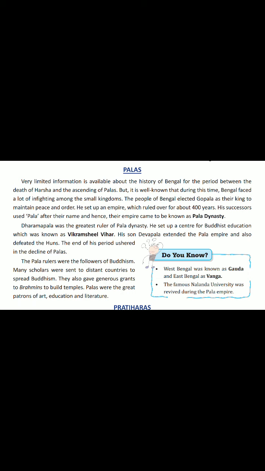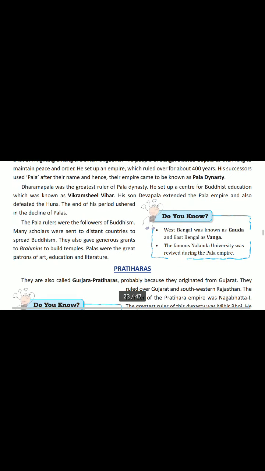करीबन 400 साल इनका राज्य चला. His successors, इनके जो successor आगे जो भी राजा हुए, used Pala after their name, and hence their empire came to be known as the Pala dynasty, और उनके empire को Pala dynasty के नाम से जाना जाने लगा. So, who was the first ruler of the Pala dynasty? He was Gopala. After that, Dharmapala was the greatest ruler of the Pala dynasty.